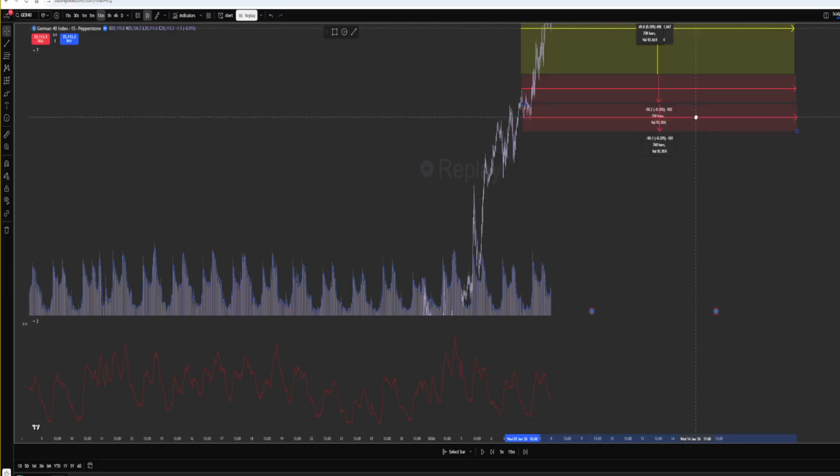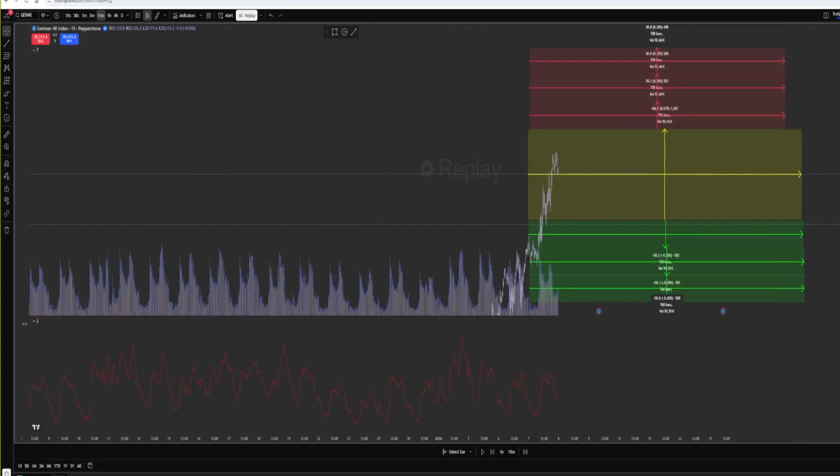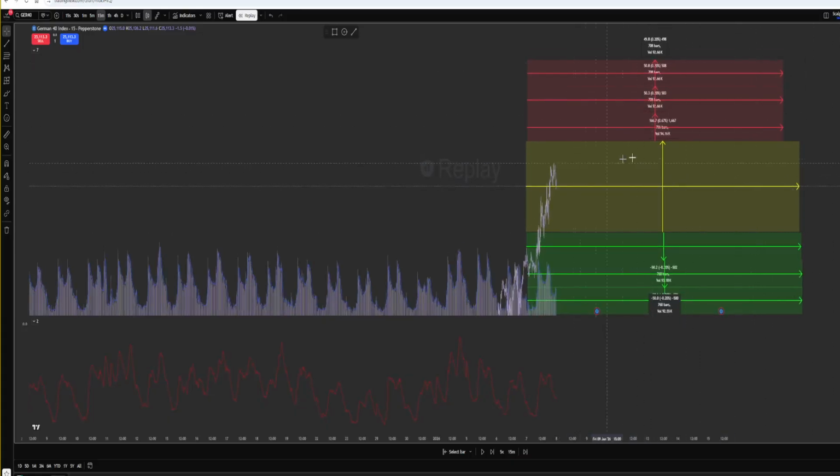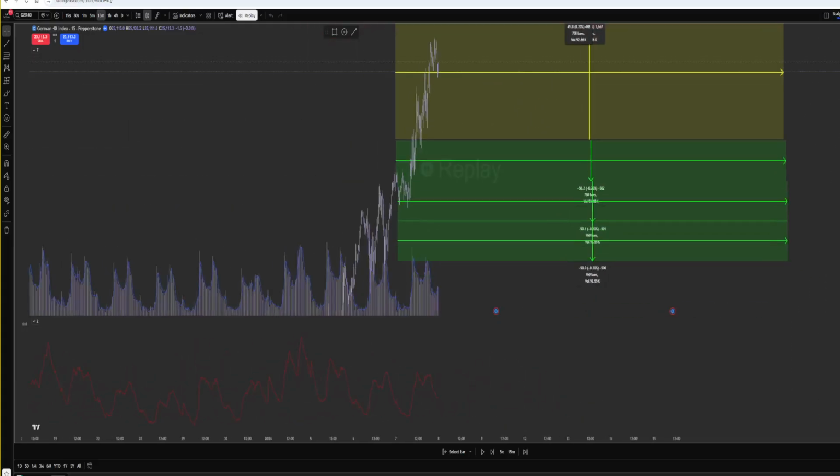That's a little bit easier. Good. We're gonna make these green, so we know this is our area we want to buy. Okay, so now we have this. Now we have the ranges where we want to take our trades.